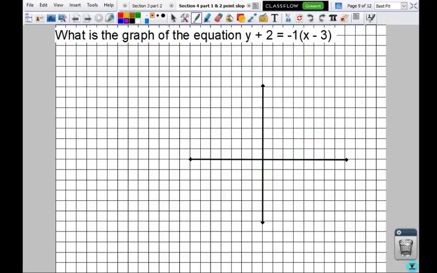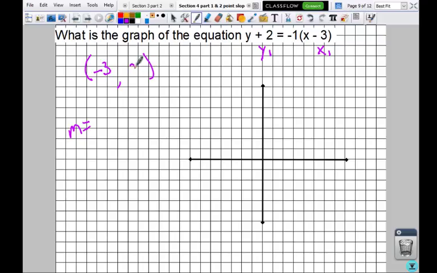We're going to graph this next equation. y plus 2 equals negative 1(x minus 3). So I need two things. I need to get my point, and I need my m. So we're going to start with our point, and then we'll find m here. So I need to get my x1 and my y1. So x1 is negative 3.